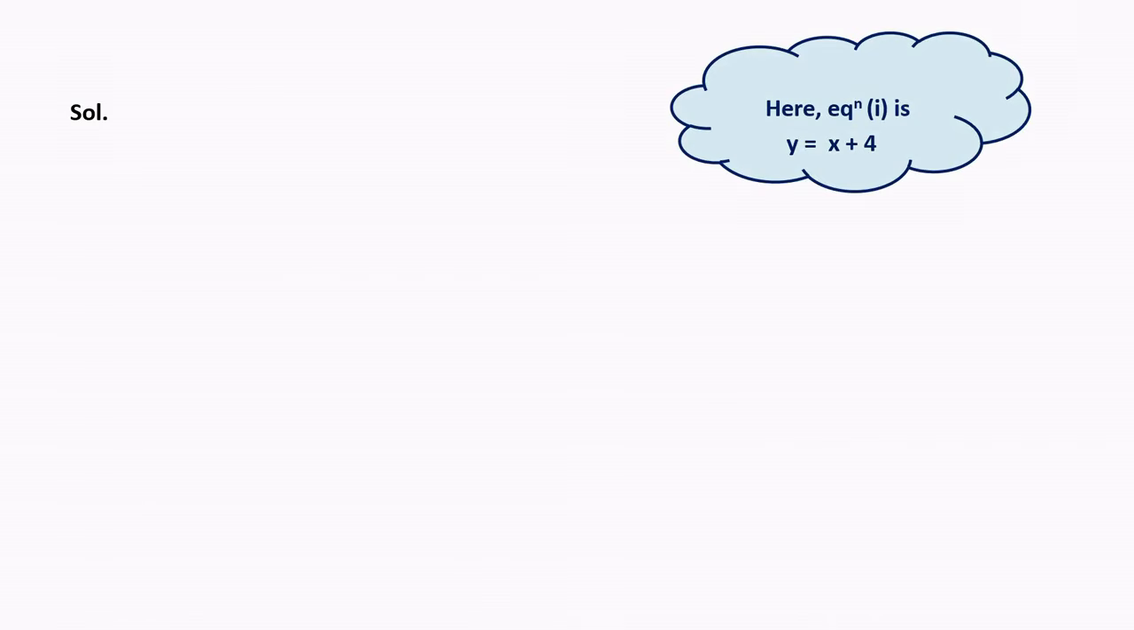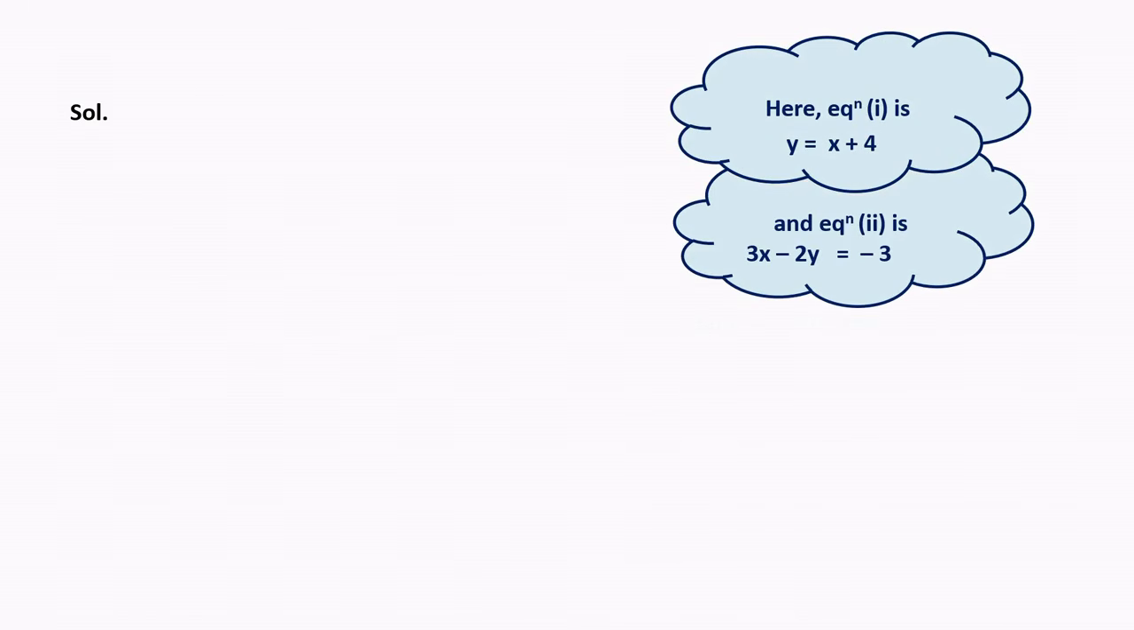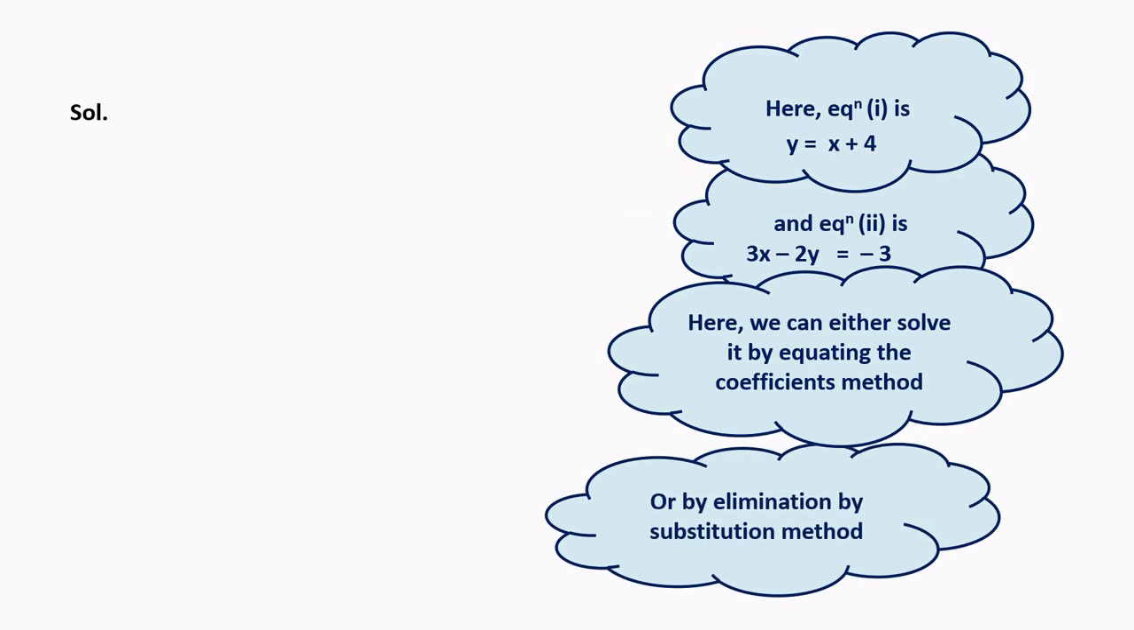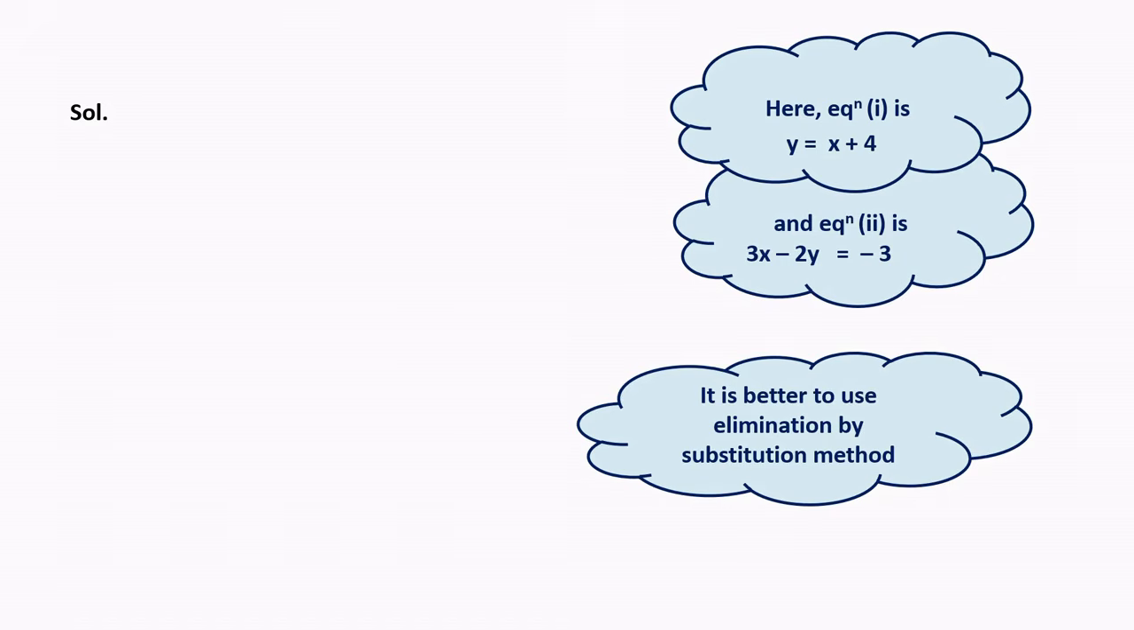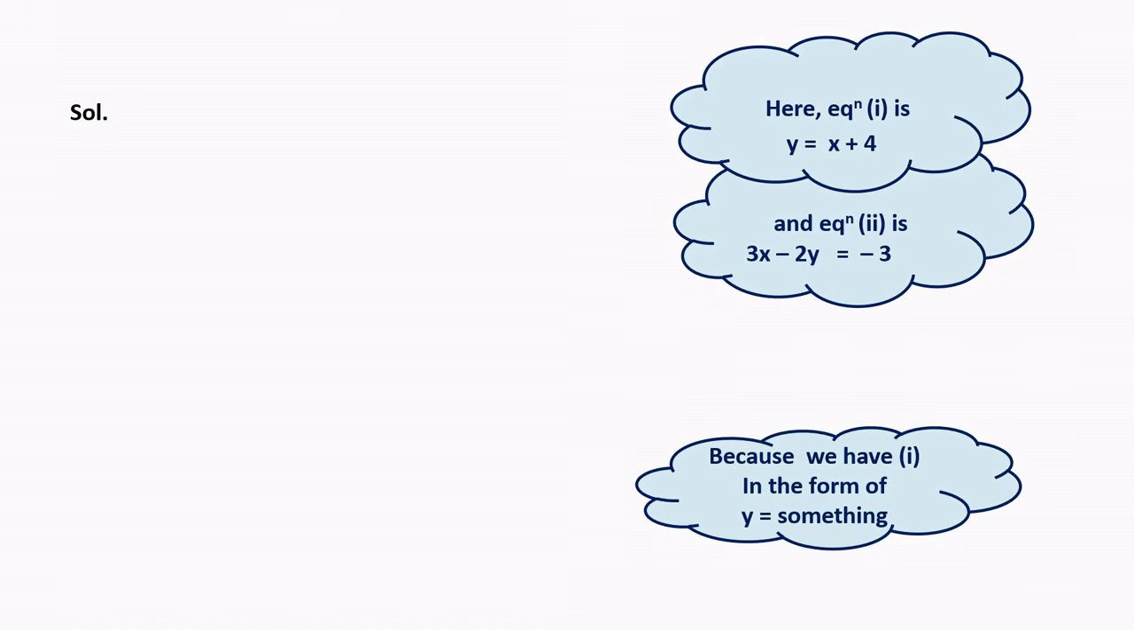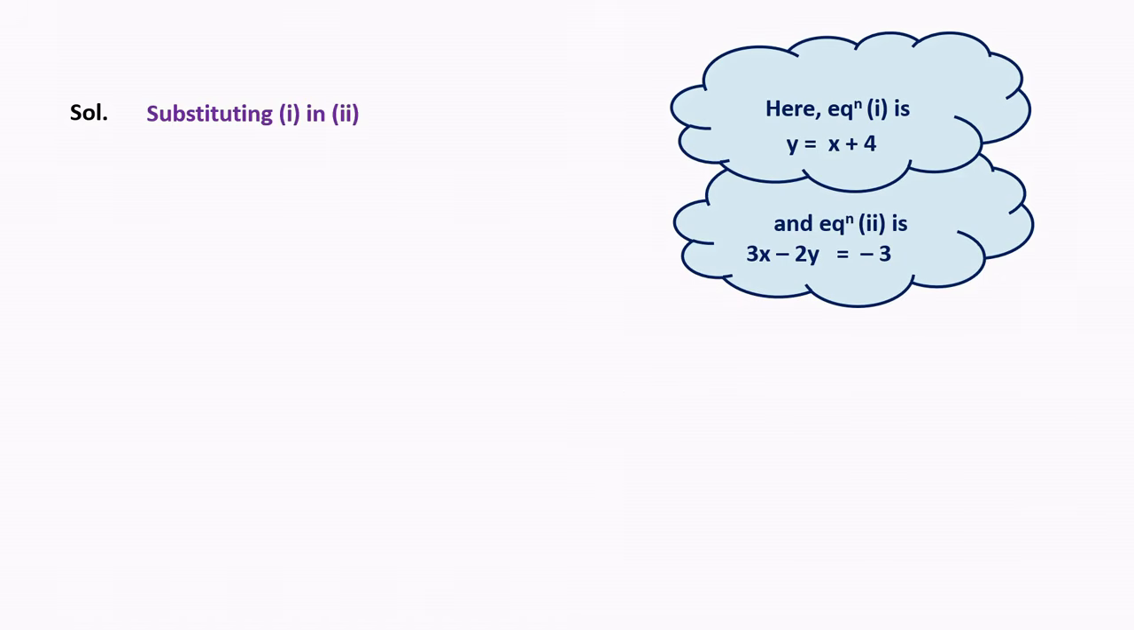Now, let us solve the equations. From the earlier step, we have equation 1, y equals x plus 4. And equation 2, 3x minus 2y equals minus 3. Since equation 1 is already in the form of y, we will use the substitution method. Substitute the value of y in equation 2.